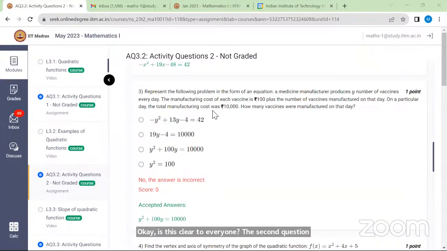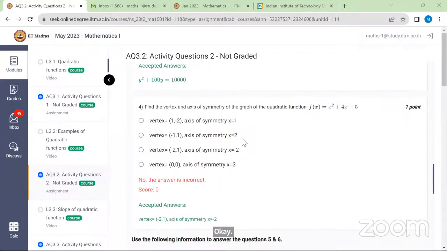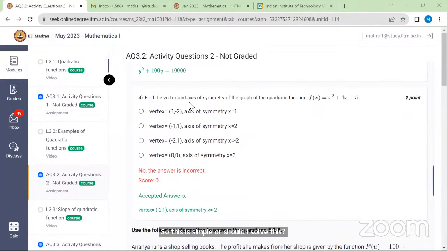Okay, so the third problem is a similar problem, I guess. Represent the following problem in the form of an equation. So this is simple, or should I solve this? No, sir, it's simple. Okay, so take the next question. The next question is also easy, simple, right? Yes, sir. Leave it.